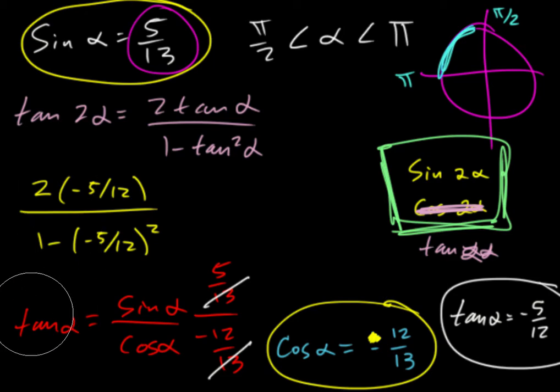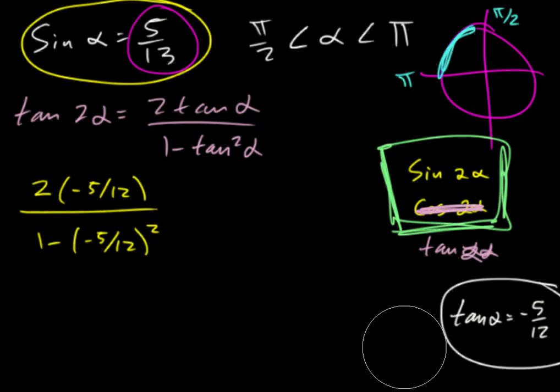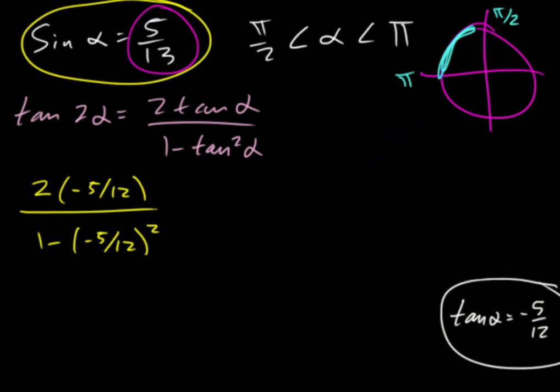And now it just comes down to simplifying. I don't really need that anymore either. Okay. So if we multiply this out, we think of it as 2 over 1. We end up with negative 10 over 12 on the top of our fraction. This is going to be 1 minus, if we square the top, we get 25. Square the bottom, we get 144. Now, if we think of the 1 as 144 over 144, let's see, 144 minus 25, that would be 39, and then 119.